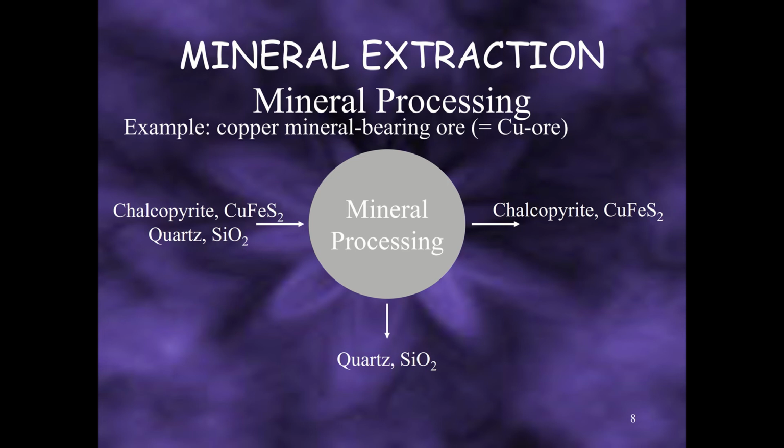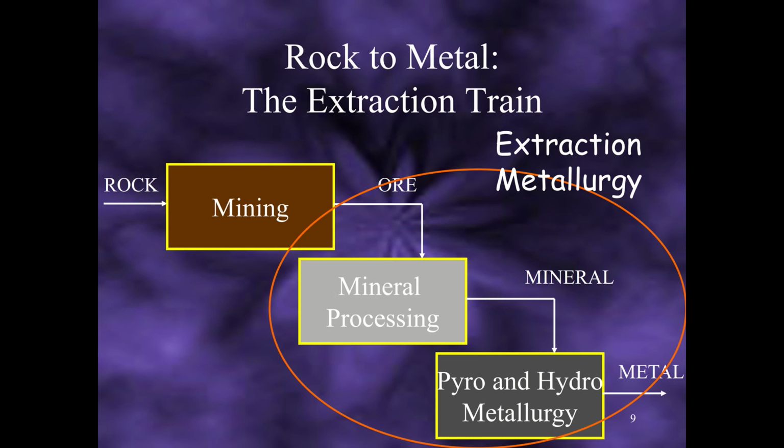Now we would like to understand more basics of mineral processing and some important keywords in this context. As a reminder, extraction metallurgy is about conversion of ore to the mineral of interest through mineral processing, and then applying pyro and hydrometallurgical processes to the mineral of interest to produce metal.